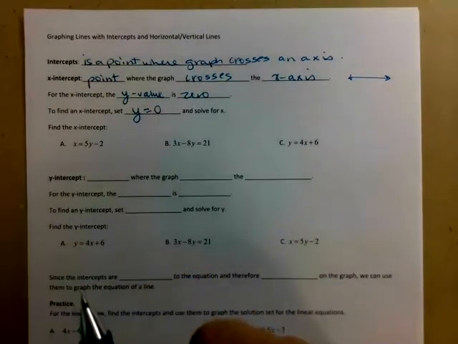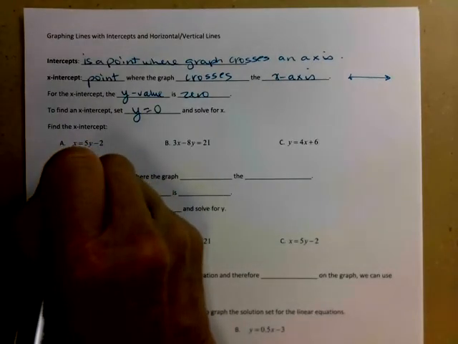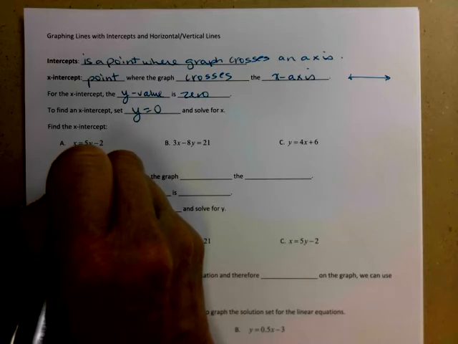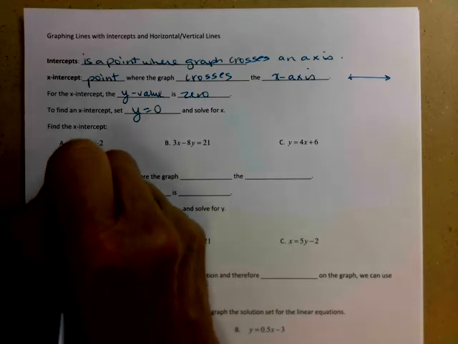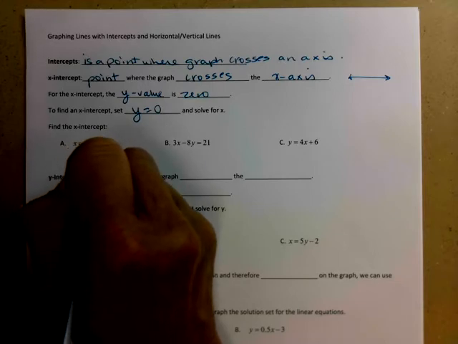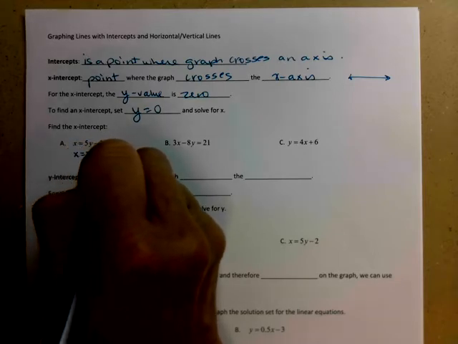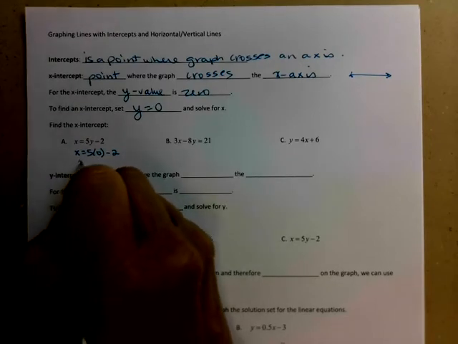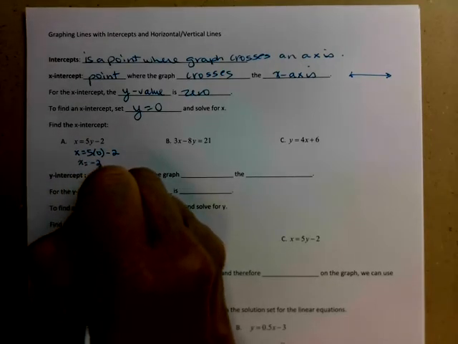So find the x-intercept. Here's my linear equation, and I recognize it's linear. I've got an x, I've got a y. They both have 1 as their exponent. So I leave my x's the same, I leave my numbers the same. I just put a 0 in for the y, and then see what happens. So 5 times 0 is 0, so it tells me that x equals -2.